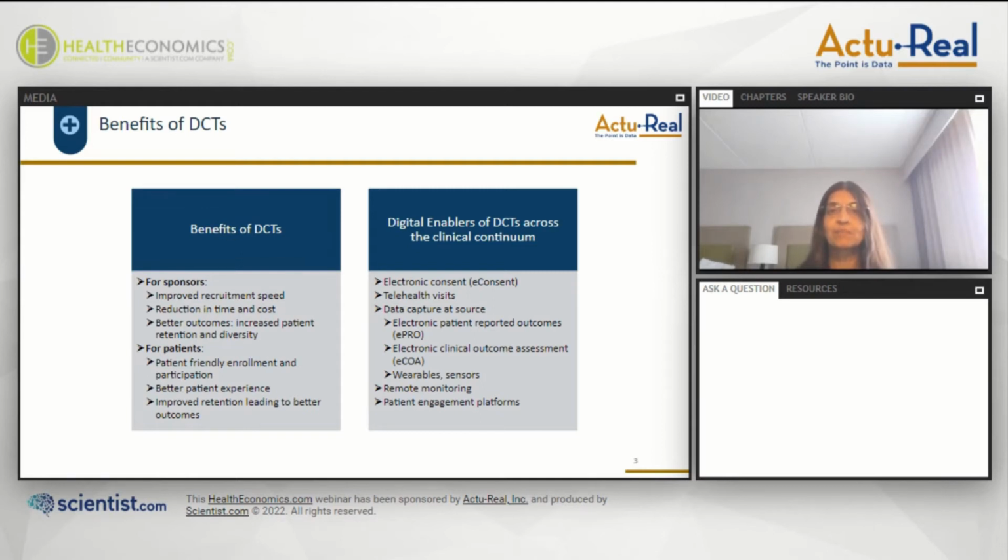There has been a lot of development in terms of digital enablers that are making DCTs more and more possible, and making it very easy to conduct DCTs, although there is a lot more that can be done. Some of those are the e-consent tools, then the telehealth visits that we will hear more about subsequently, and the various tools related to electronic patient reported outcomes, electronic clinical outcomes assessment, and the wearable sensors, etc. Remote monitoring is something I will touch upon a little bit later. Patient engagement platforms is the other evolution that has made it possible to conduct effective decentralized trials.